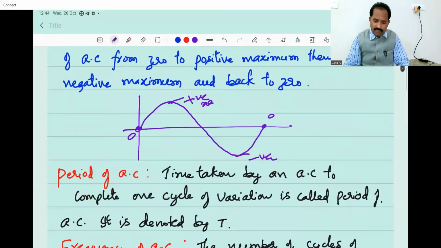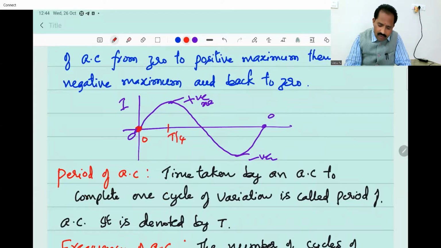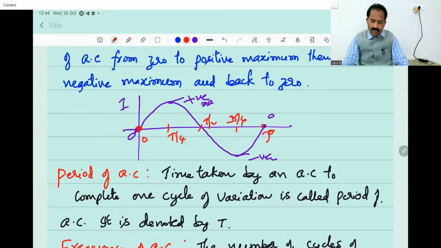Look at this diagram. Let us take current on the y axis. Now look at this variation. So this is 0. So current is starting from 0. Now it attains maximum at a time period of T by 4. Again becomes 0 at T by 2. Again becomes negative maximum at 3T by 4. Again becomes 0. It is called complete T. Okay, fraction of time period.